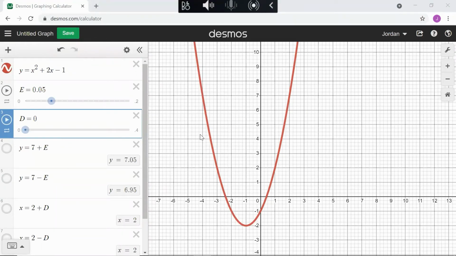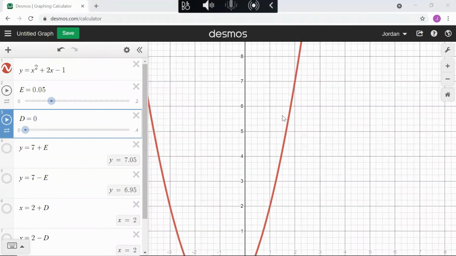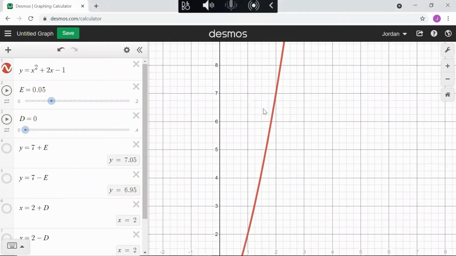So here is my graph of y equals x squared plus 2x minus 1, written in red. And we saw last section that as x gets closer and closer to 2, this graph travels closer and closer to the y value of 7. That should be no surprise to anyone.